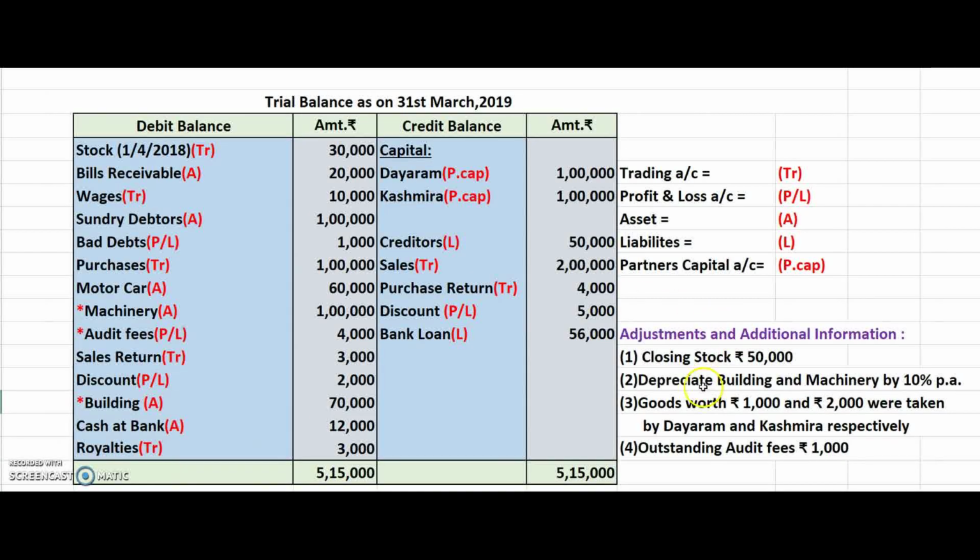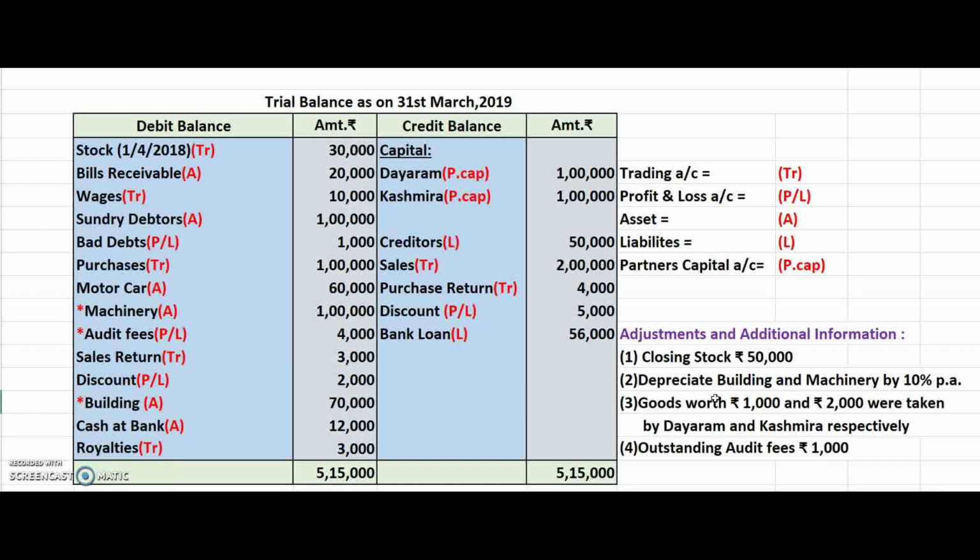नेक्स्ट एडजस्टमेंट है डेप्रीशिएट. डेप्रीशिएट बिल्डिंग एंड मशीनरी बाय 10%. प्लीज नोट, जब भी 10% आपको दिखाई दे, आपको याद रखना है हाउ डू आई फाइंड 10%. जो भी नंबर का आप 10% ढूंढ रहे हो, उस नंबर का लास्ट का जीरो निकाल दो, आपको 10% आ जाएगा. डेप्रीशिएट का मतलब क्या होता है?